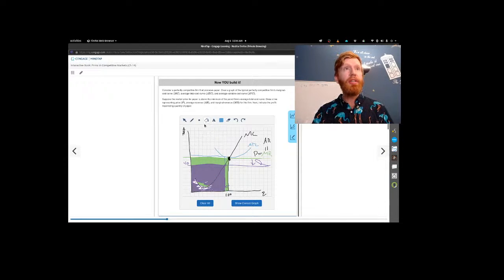Our profit, which in economics, we use the symbol pi for profit. Don't worry about that unless you're taking Eco 250 with me in the fall. This is just total revenue minus total cost.